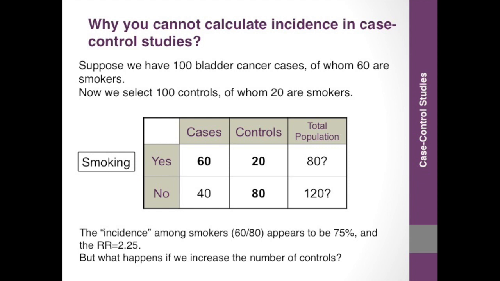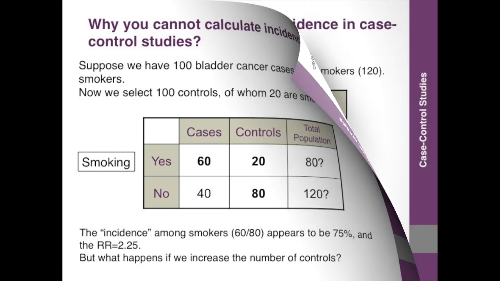Let's suppose that we have 100 bladder cancer cases, of whom 60 are smokers, and we select 100 controls, of which 20 are smokers. So we calculate the incidence among smokers, and it is 75%, and the relative risk would be 2.25. But what happens if we increase the number of controls?